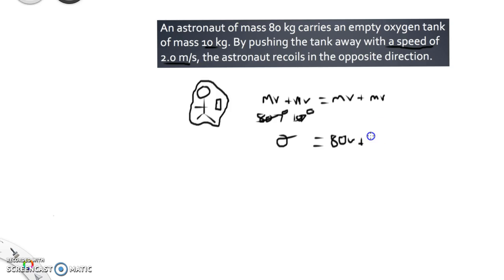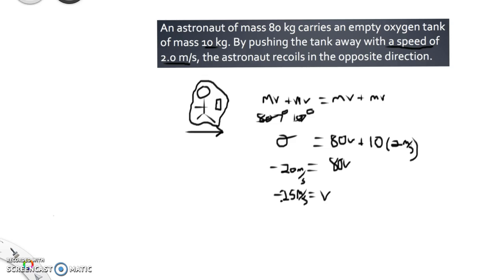And then for the tank, we have 10 and with a velocity of 2. And we'll say this is positive 2. Let's say that this way is positive. Okay? It's a positive 2 meters per second. And now our goal here is to find, well, how fast is the astronaut going after they push off? Okay?